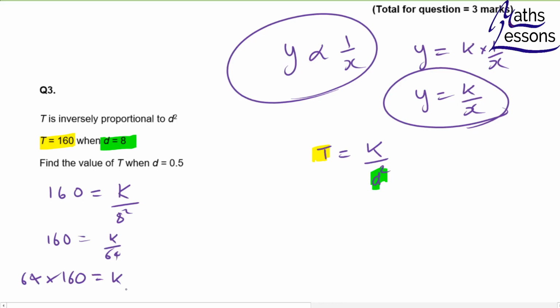Now, if you've got a non-calculator paper and it's asking you to work this out, we could do 64 times 160. I don't know if you've seen this before. 160 and then 64. Do a little grid.